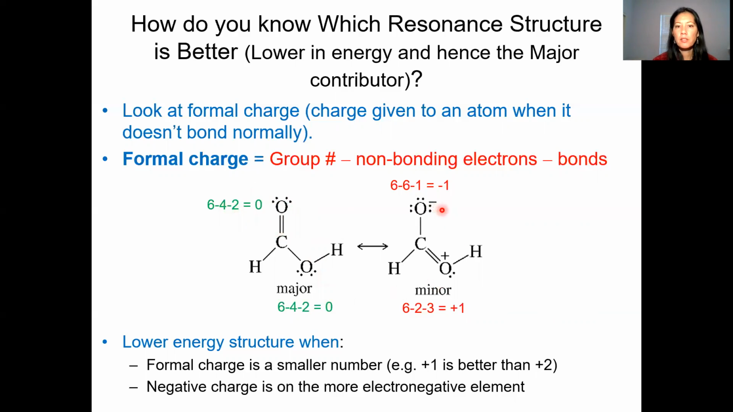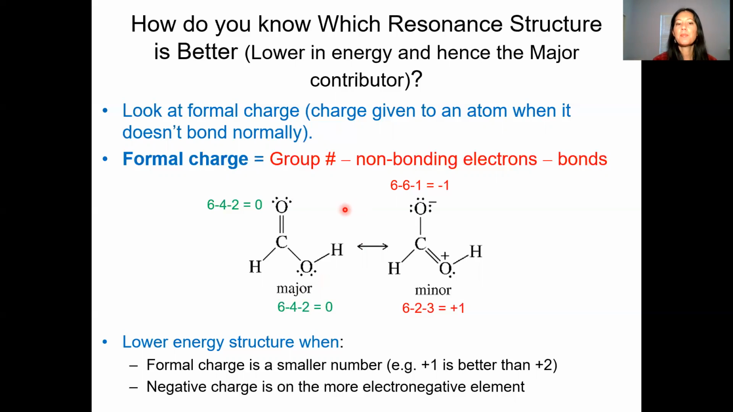So here, oxygen is group 6, minus 6 non-bonding electrons, minus 1 bond is minus 1. Down here, we're still looking at oxygen. It's group 6, minus 2 non-bonding electrons. So notice, I'm not counting pairs, I'm counting the individual electrons. Minus 2, minus 1, 2, 3 bonds, I get plus 1. The overall sum of the charges should add up to the overall charge of the molecule. They should all add up to 0.